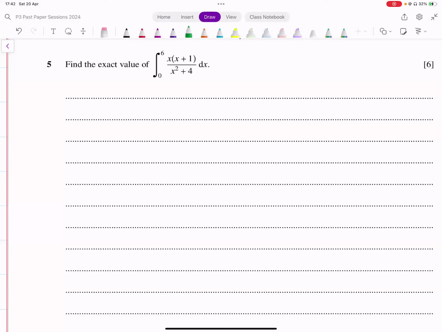You can't do partial fractions because it's x squared plus 4. If it was x squared minus 4, you could do partial fractions in that case. But in this case, you can't because x squared plus 4 cannot be factorized. All right, so none of those rules works.